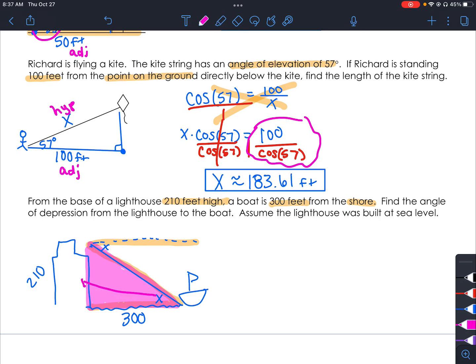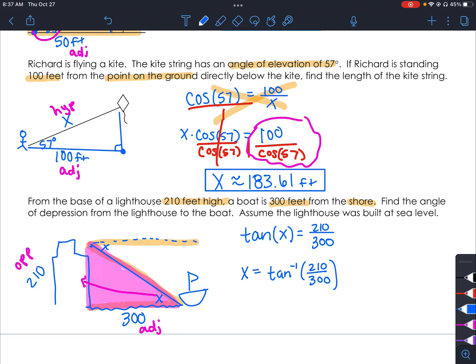So the opposite side from x is 210. And then the 300 is adjacent because it's next to it. Opposite and adjacent is tangent. So tangent of x equals opposite over adjacent. Remember, if you don't know your angle, in order for the x and the tangent to separate, you have to do the inverse of tangent. So enter that in your calculator, and let's round it to the nearest whole number because it's an angle.